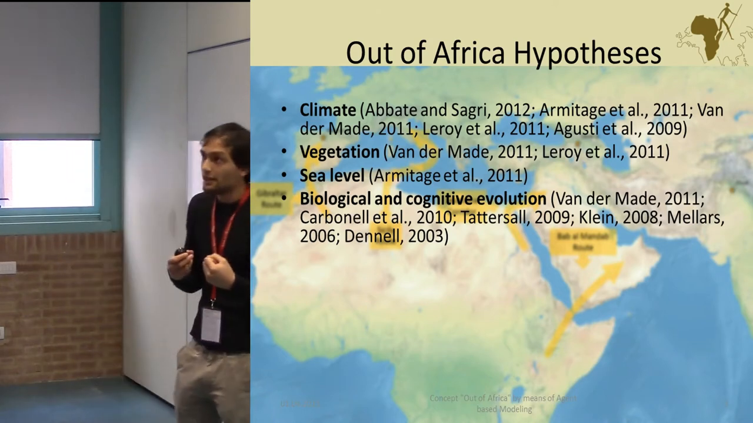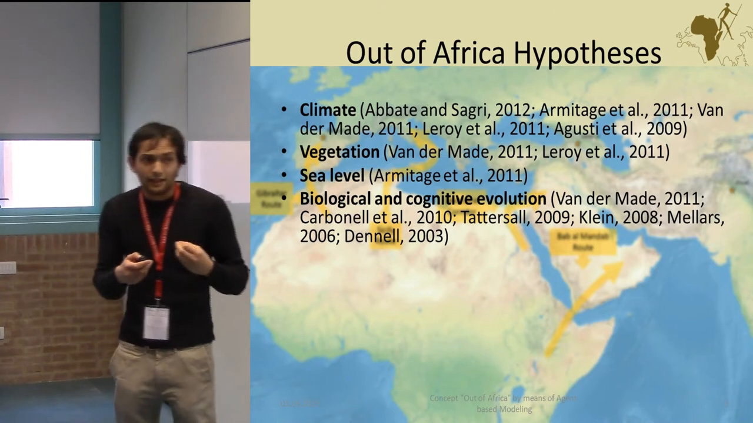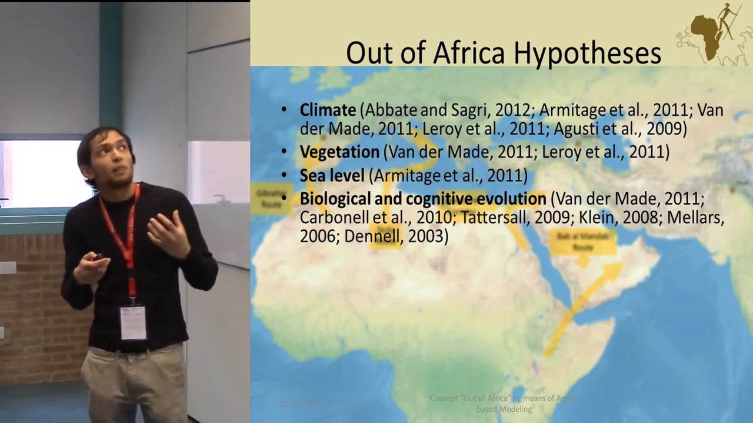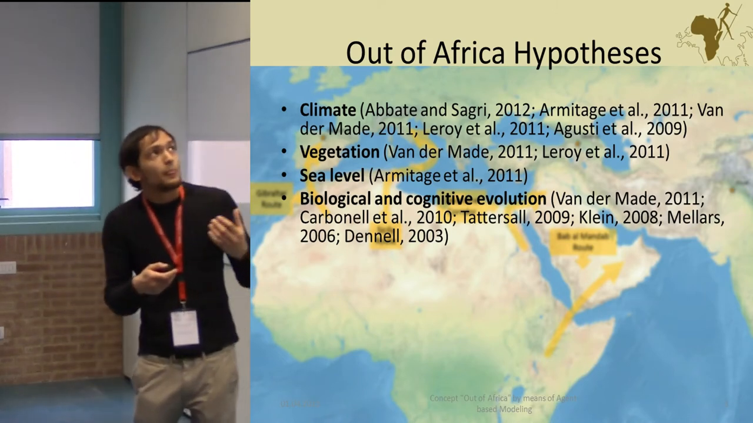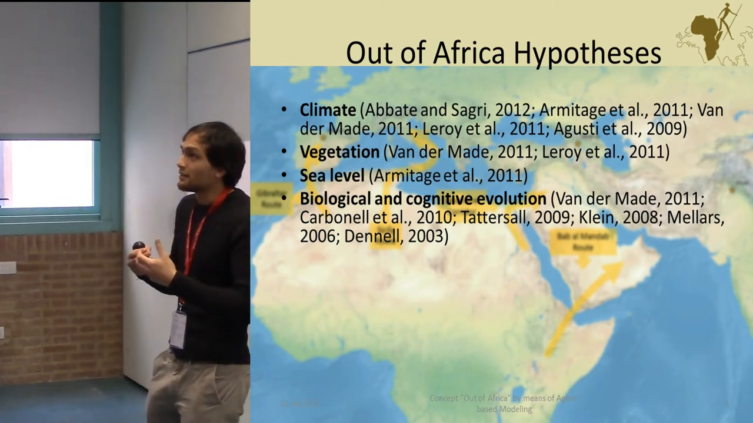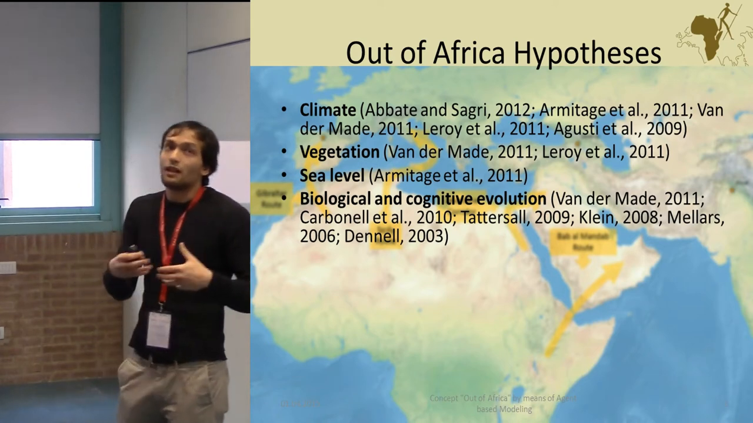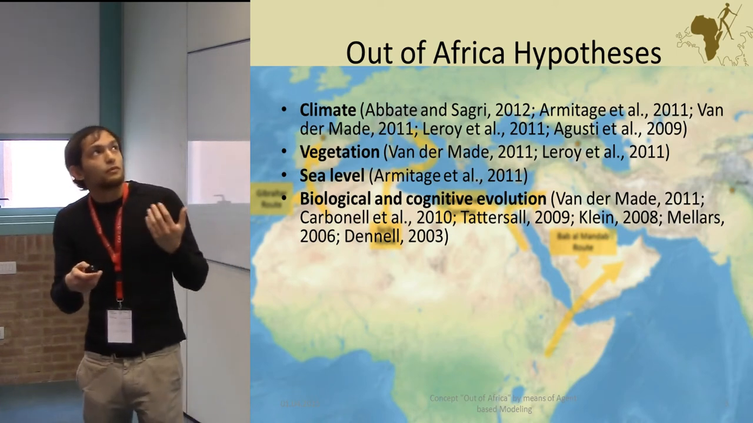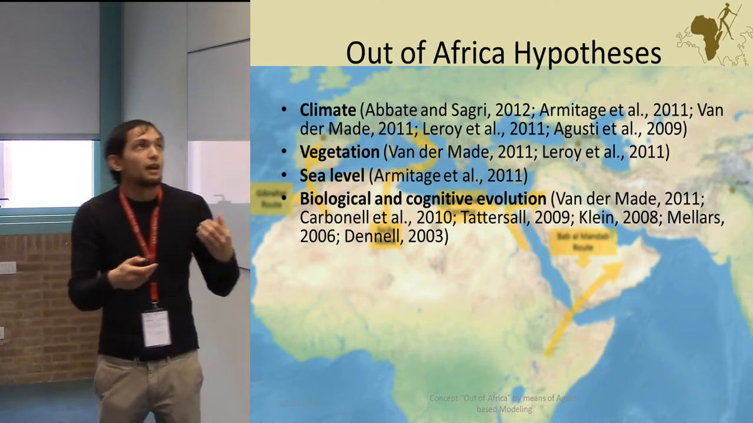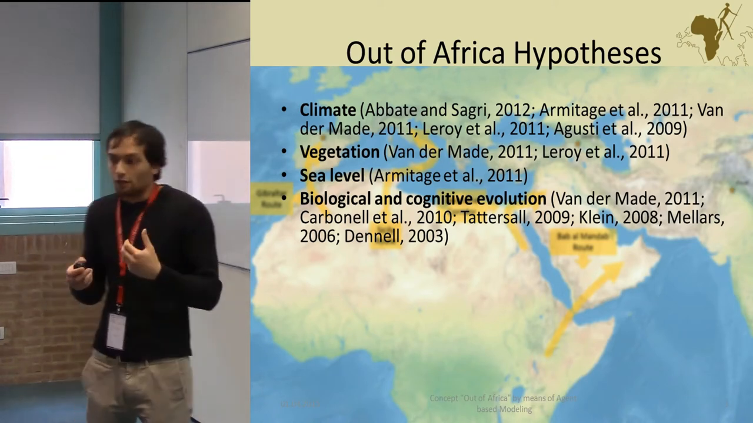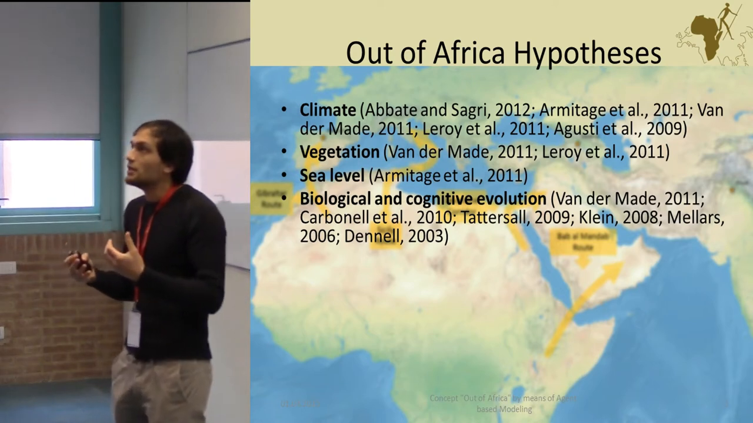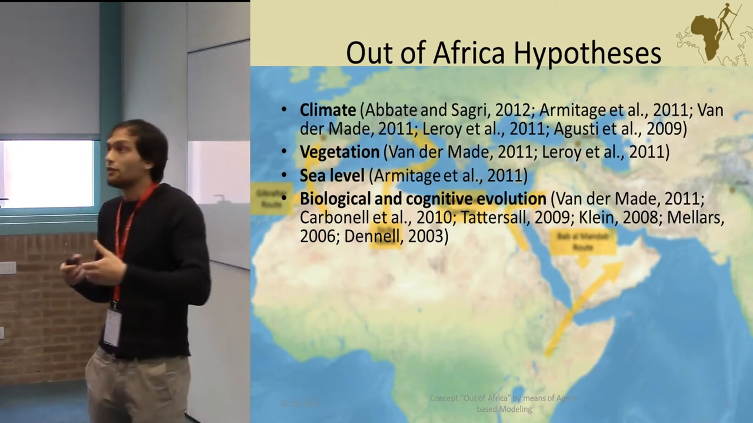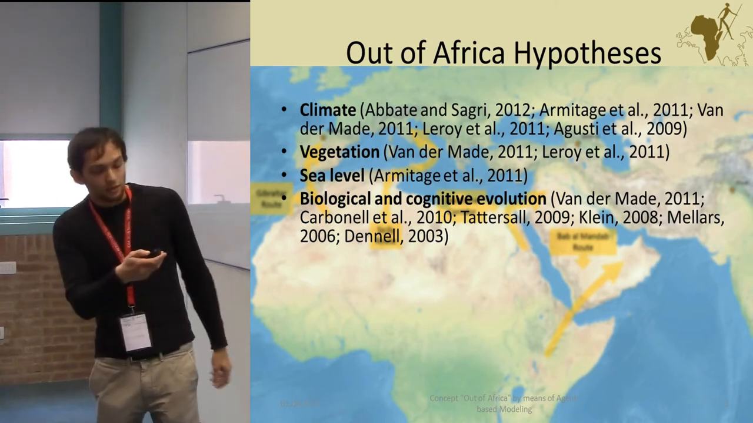Biological and cognitive evolutionists say, for example, that the earlier hominins needed a certain cranial capacity to disperse into the northern regions, or that they invented new technologies, new tools, clothing that allowed them to disperse in new regions, which are different from the African habitats. And also social organization might play a role, that they were able to help each other so that they can survive under more difficult environmental circumstances.